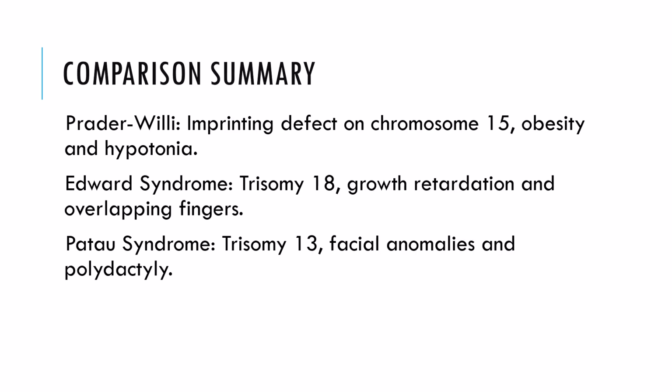So now we have completed three important genetic syndromes. These three important genetic syndromes are given in the competency number AN 45.3: Prader-Willi, Edwards and Patau. Prader-Willi is an imprinting defect on chromosome 15. Edwards syndrome is trisomy 18. Patau syndrome is trisomy 13. Clinical features of Prader-Willi are mainly obesity and hypotonia. Edwards: growth retardation and overlapping fingers. Patau: facial abnormalities mainly and polydactyly.